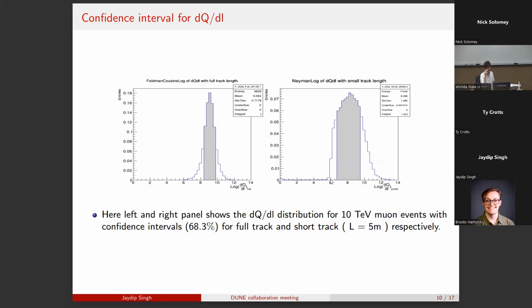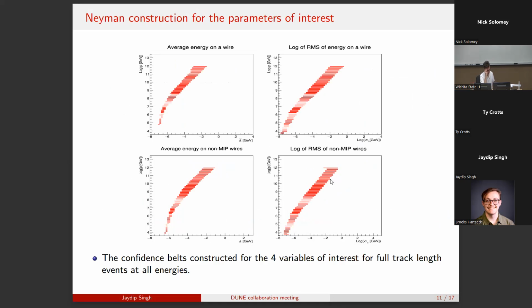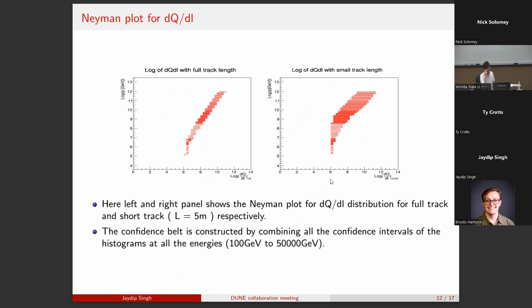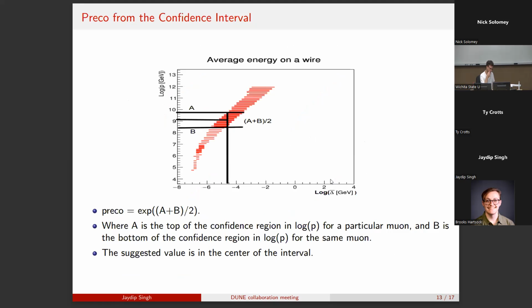The same thing for the dQ/dL for the 1 TeV and 10 TeV events, I mean, for the short track and for the long track events. So this is the Neyman construction built from the confidence intervals for the various energies. This is for the 4 parameters, and this is the other 2 parameters. Once we have this confidence belt, one can draw a vertical line, and the intersections of this line with the belts will give an upper limit and a lower limit on the vertical scale. The vertical scale is just the true muon momentum.